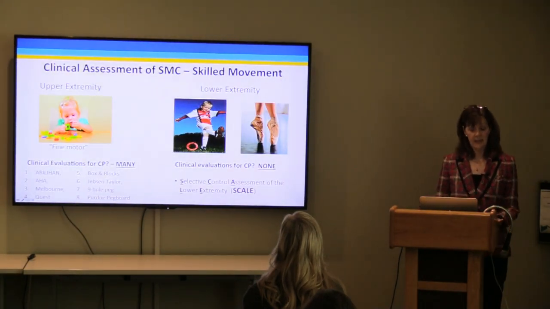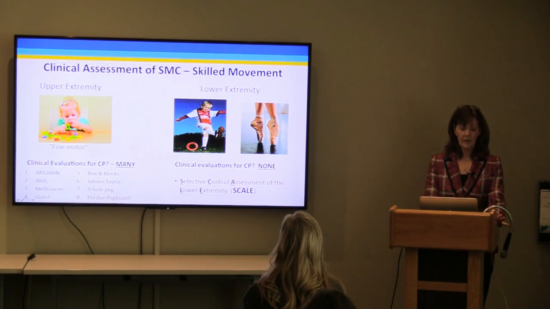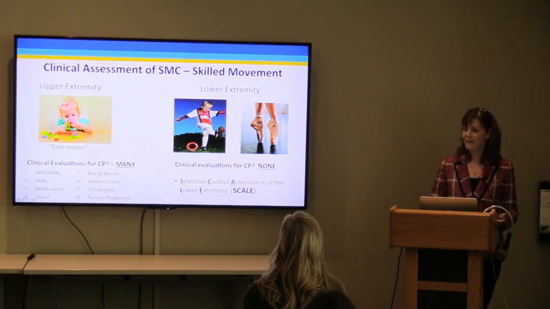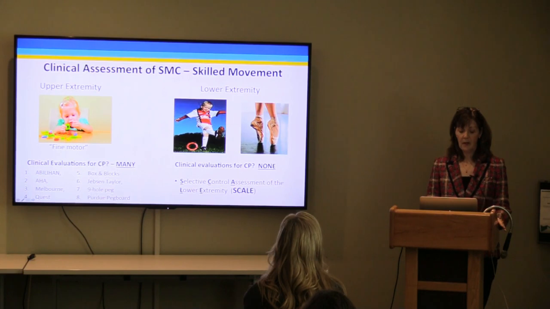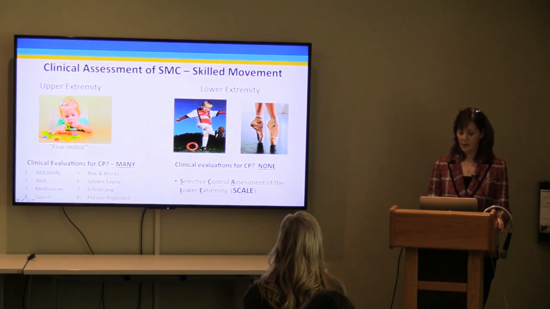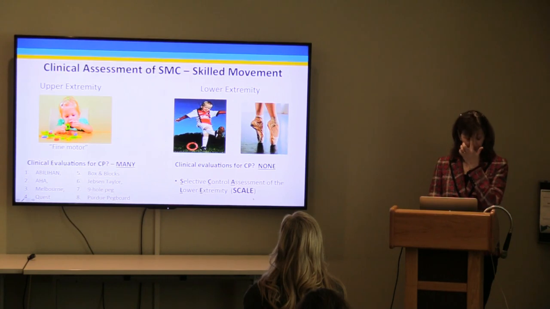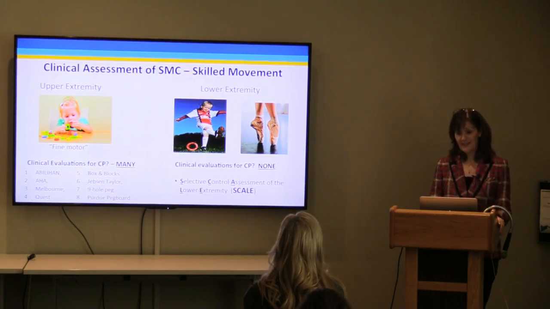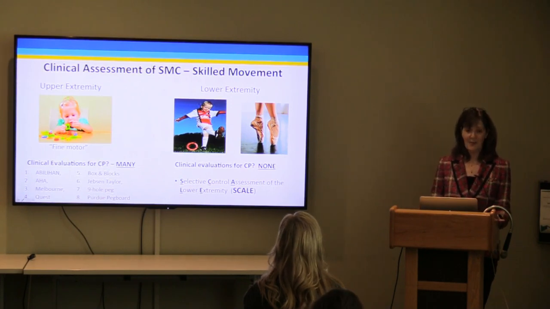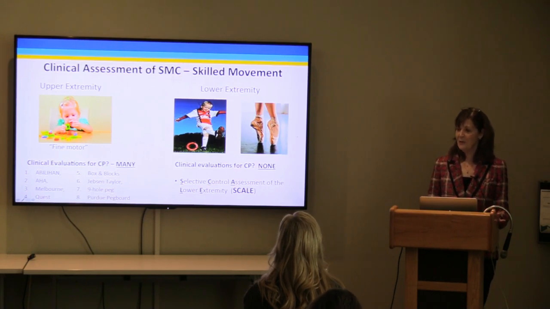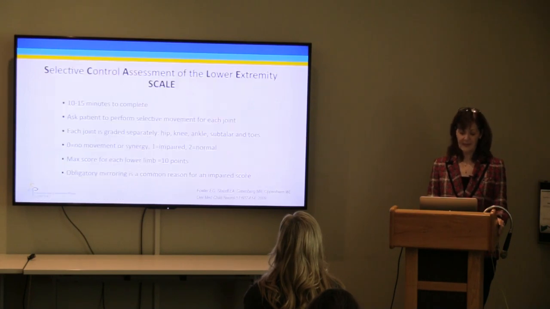Now, there's a lot of clinical assessments to look at skilled movement of the upper extremity. We typically call it fine motor movement when we're evaluating children. So here's 8 of them that I came up with right away when looking them up. But there weren't any to look at the lower extremity. So we developed one in our laboratory called SCALE, which is Selective Control Assessment of the Lower Extremity. We don't think about the lower extremity as being skilled, but if you've seen skilled ballet dancers, for example, or soccer players, we know that we see a lot of skill in the feet and the ankle and the whole lower extremity in these athletes.